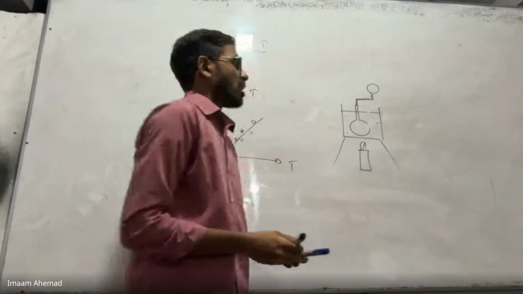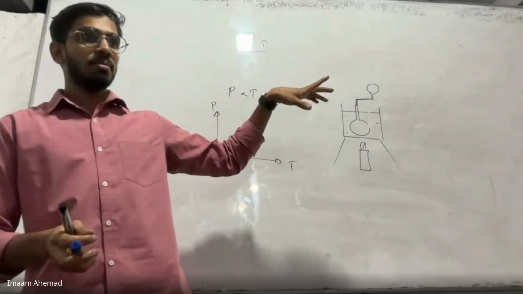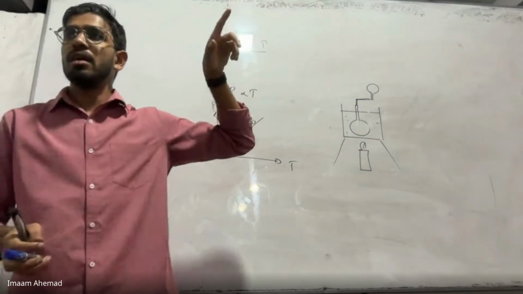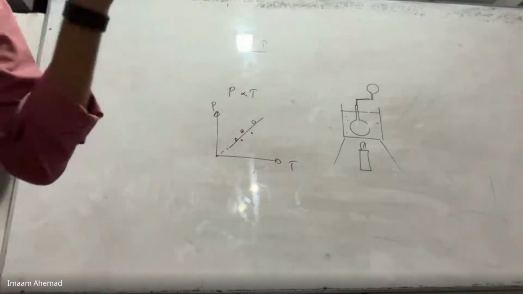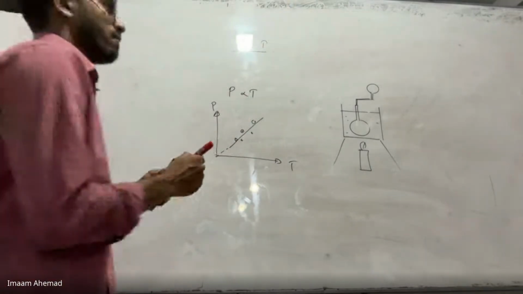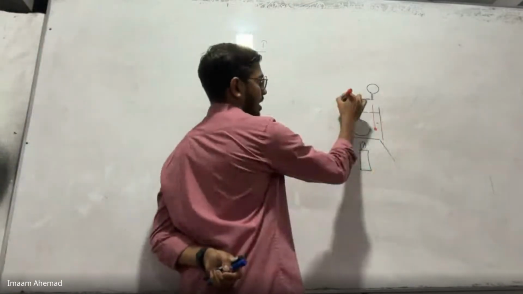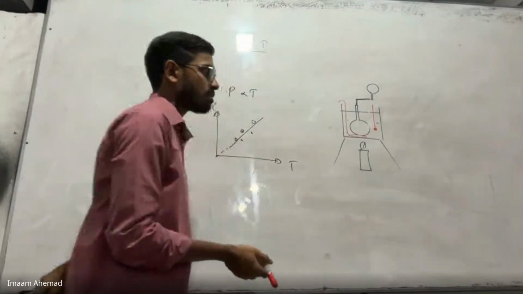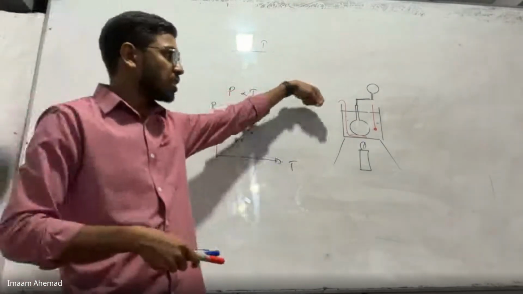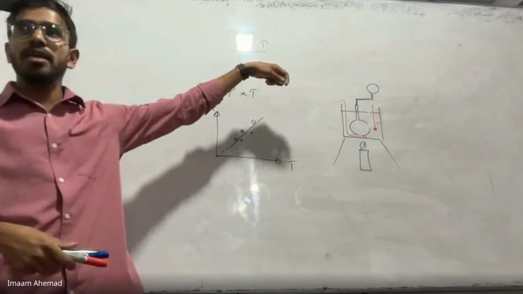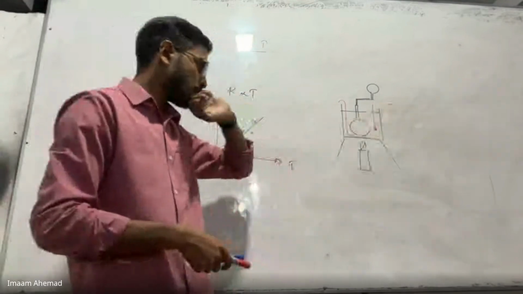What are the measurements we have to take here? We have to measure the temperature and the pressure. So let's see how to measure the temperature. We need to place a thermometer and we need a stirrer. So we have to continuously stir it before taking the temperature reading.